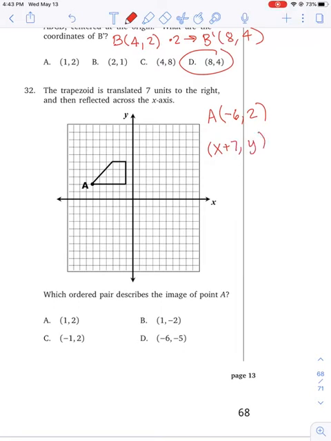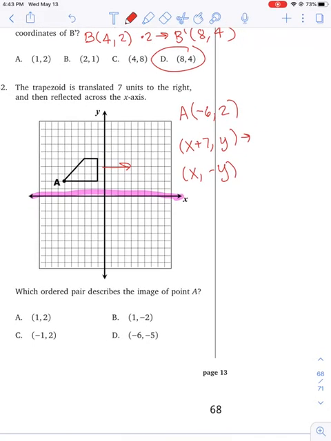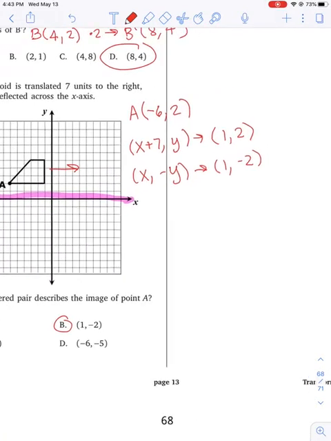The next thing I'm going to do to it is reflect it across x. So it's going to the right first. Then it's going to reflect across x. And the rule for that is that x stays the same, y becomes an opposite. Okay, so first increase my x value by 7. That's the translation. So that's going to be 1, 2. So that's where A is after my translation. Now flip it over x, 1, -2. Choice B.